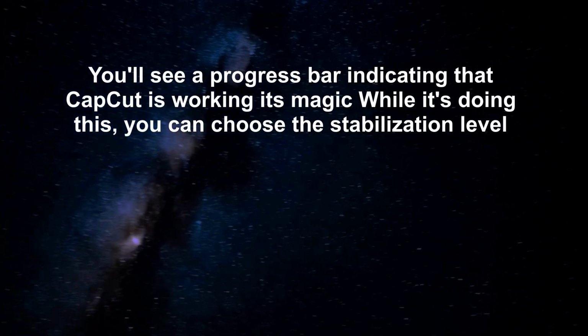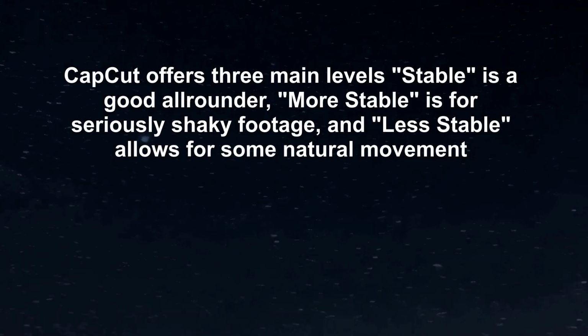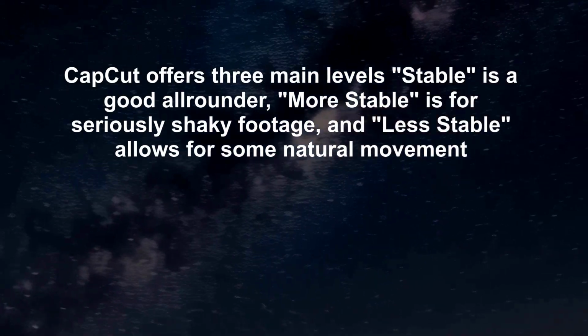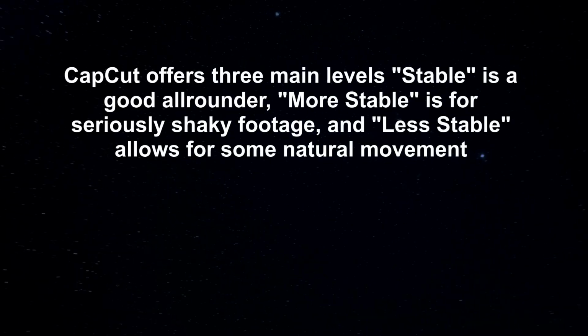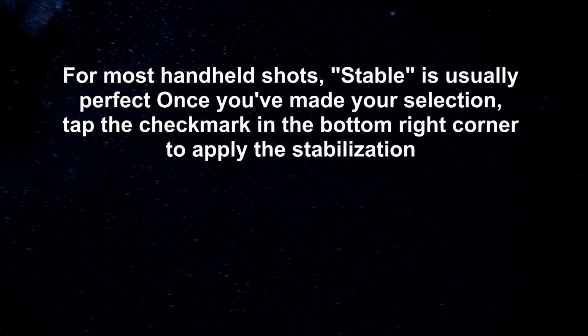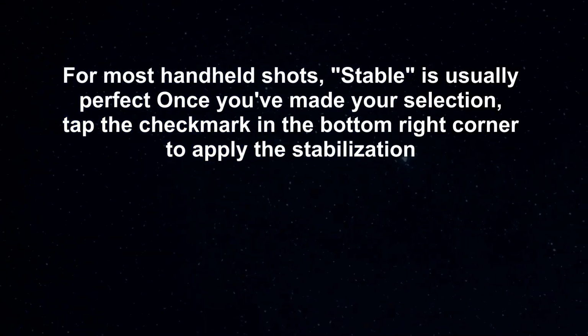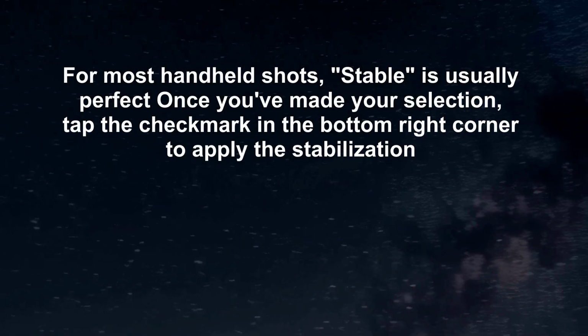You can choose the stabilization level. CapCut offers 3 main levels. Stable is a good all-rounder. More stable is for seriously shaky footage, and less stable allows for some natural movement. For most handheld shots, stable is usually perfect. Once you've made your selection, tap the checkmark in the bottom right corner to apply the stabilization.